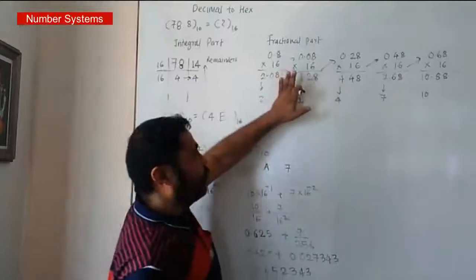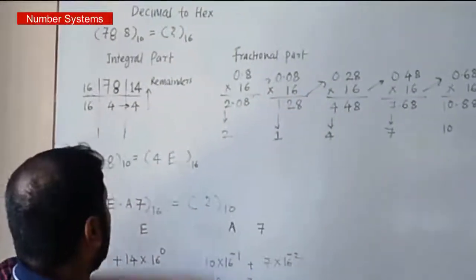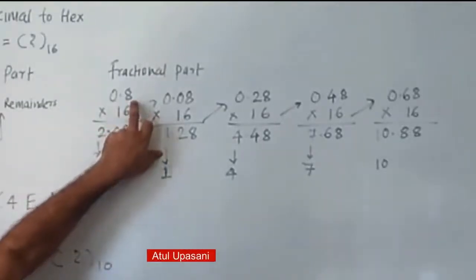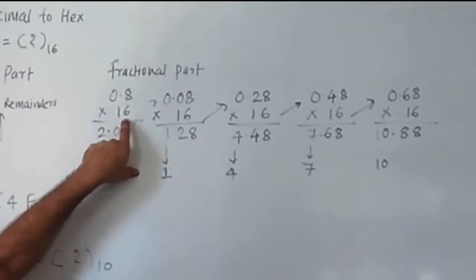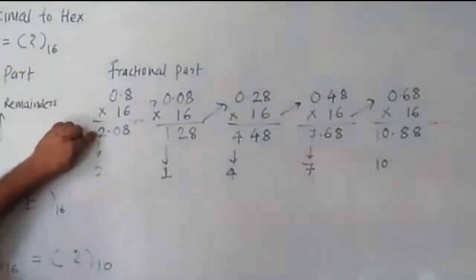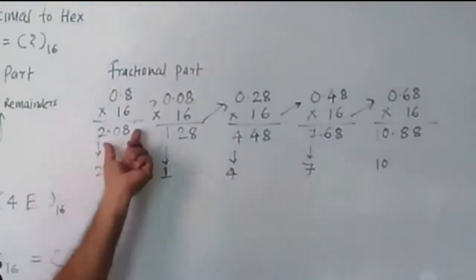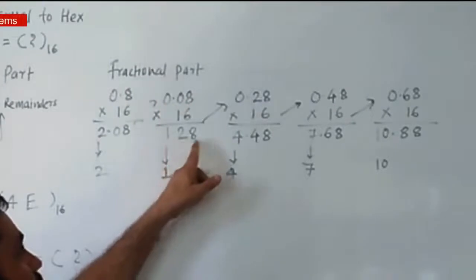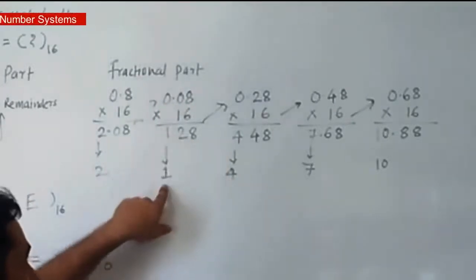Now going to the fractional part. Here the fraction is only 0.8. So here only 0.8 is taken. We have to multiply it by 16. The answer will be 12.8. Here again we have to note the integer. Now the remaining fraction should be again multiplied by 16. The answer will be 12.8, and 12 will be the integer.